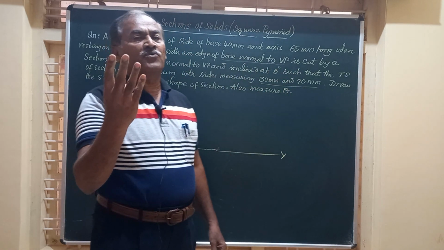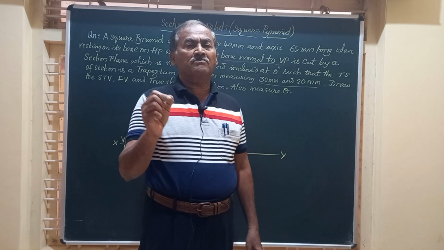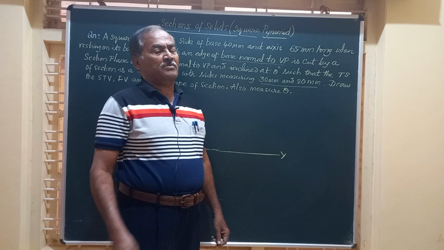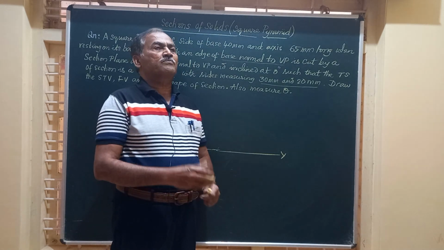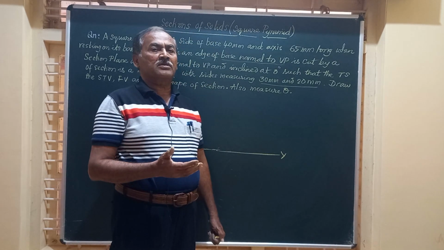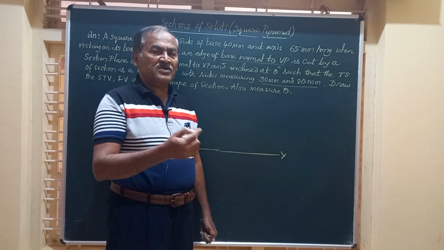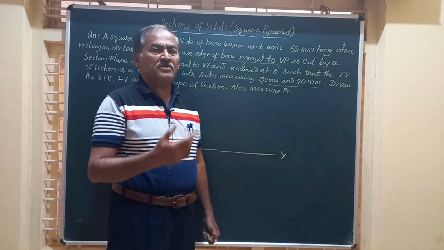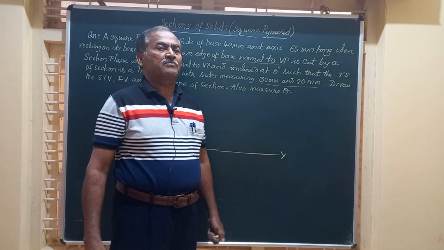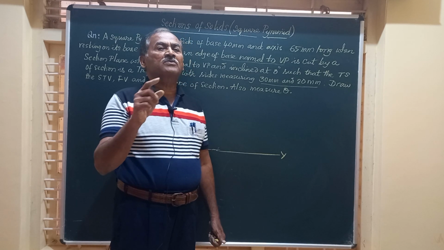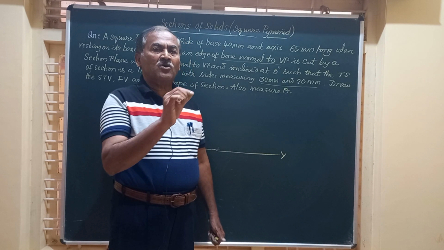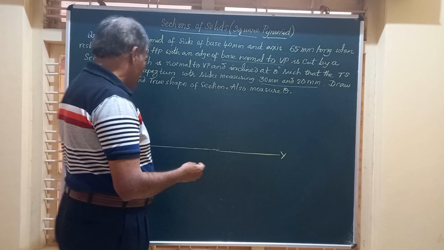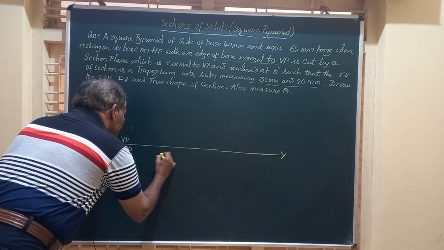So there are four edges of the base: AB, BC, CD and DA, and one of them is perpendicular to VP. So we will place the object on HP such that one of the edges is normal to VP and obtain the top and front views of the square pyramid. In the top view, it is going to be seen as a square with all the diagonals joined meeting at point O. So let me mark down the top view of the solid.